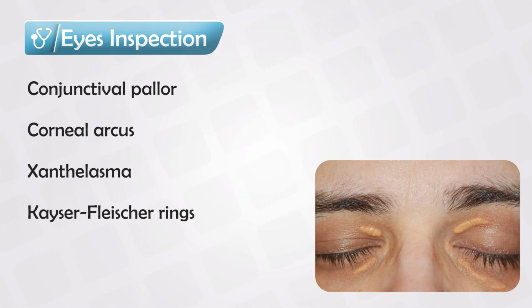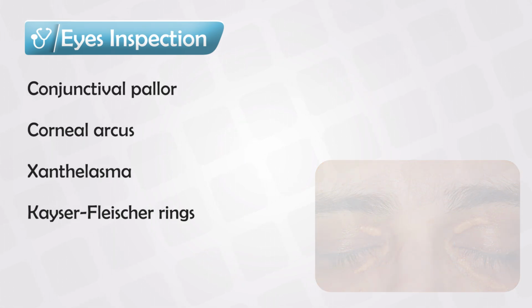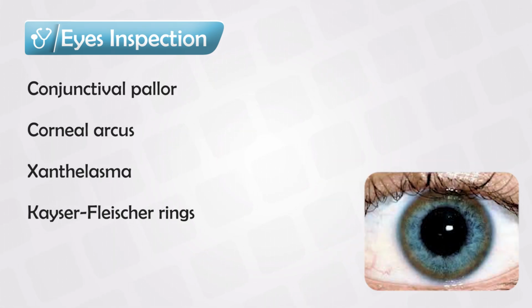And look for xanthelasma, which is a fat deposit around the eyes. And of course, the infamous Kayser-Fleischer ring, which is a golden circle around the iris. And this is due to copper deposition and is a sign of Wilson disease.